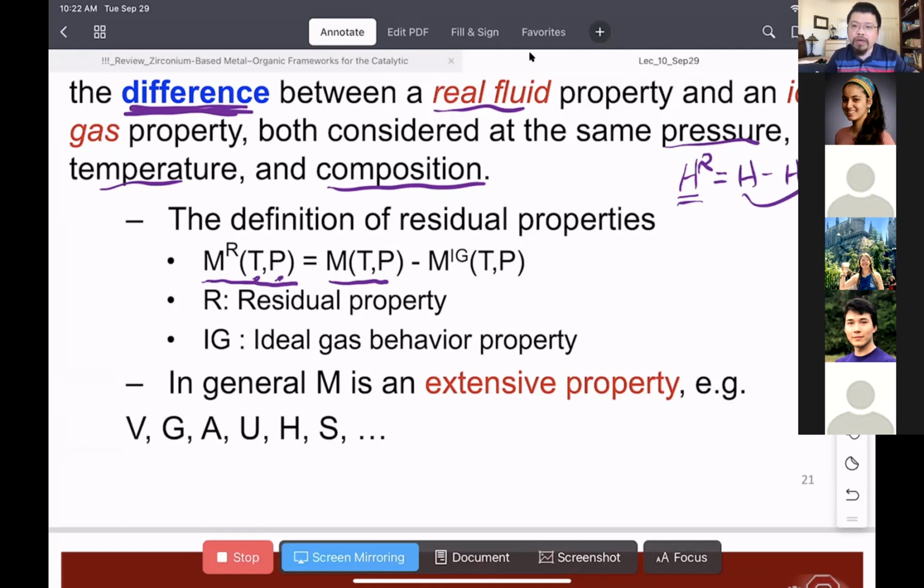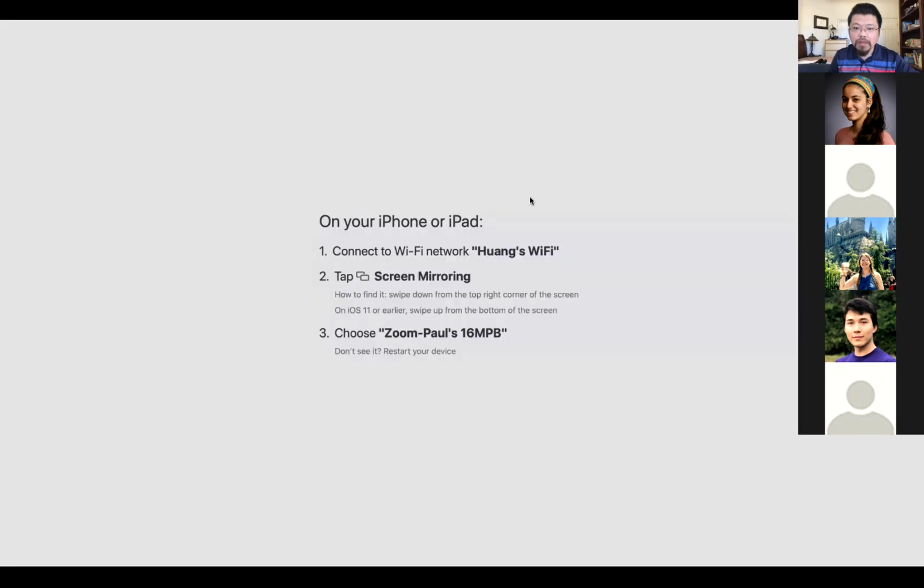I'm having some trouble with my internet because the iPad does not show the update. Still not showing my notes. Uh-oh. Okay.